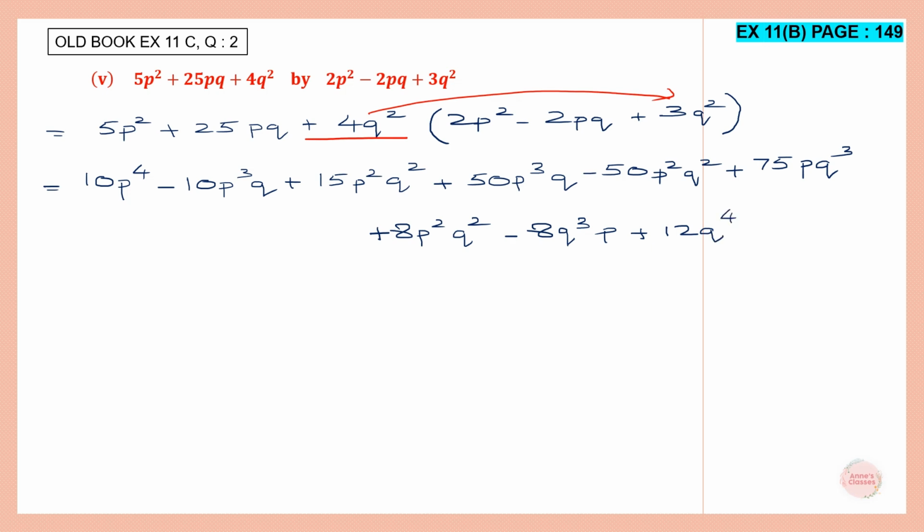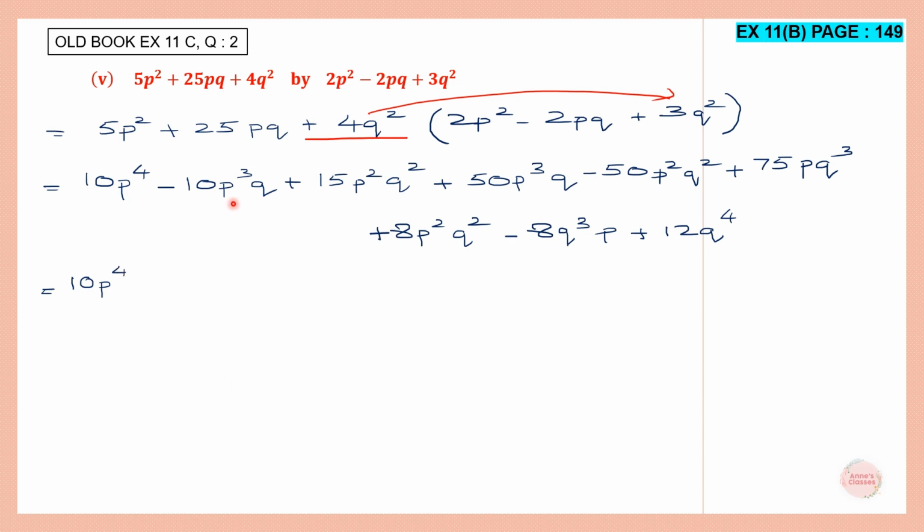So now let's look out for all the like terms. Here we have p to the power of 4. Do we have another p to the power of 4? You have to look carefully and see. We don't have. So that will remain as it is. So that is 10 p to the power of 4.